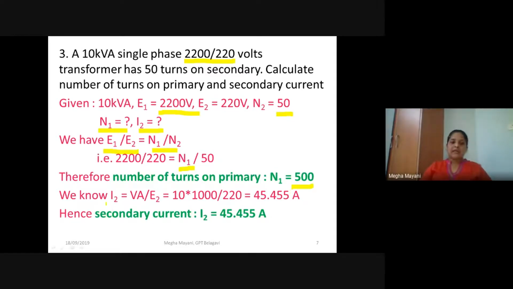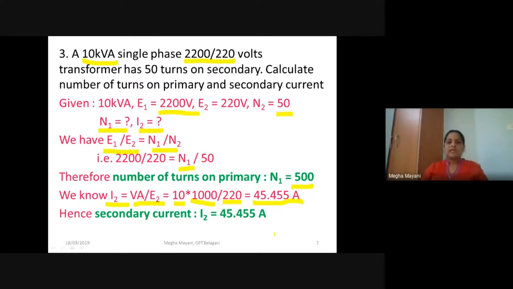Similarly, for current, we have power divided by voltage. We can get the power from the rating of the transformer, which is 10 kilovolt amperes. So 10 kilovolt amperes divided by the secondary voltage of 220 gives the value of the secondary current to be 45.455 amperes.